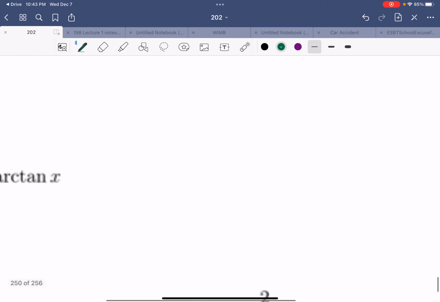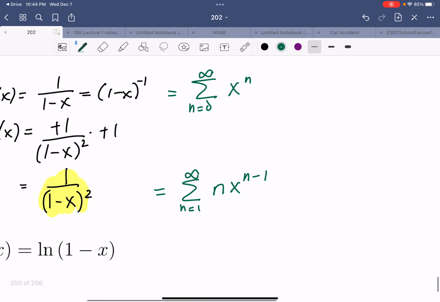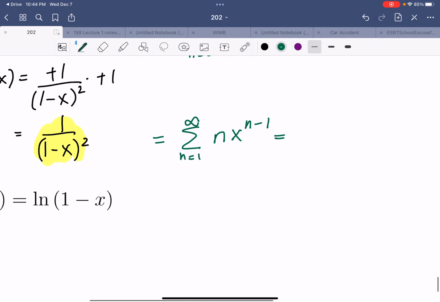If you want to write out the first few terms, when you plug in 1, you get 1, right? 1 times x to the 0 is 1. When you plug in 2, you get 2 times x. When you plug in 3, you get 3 times x squared, and so on and so forth. Okay, which makes sense.